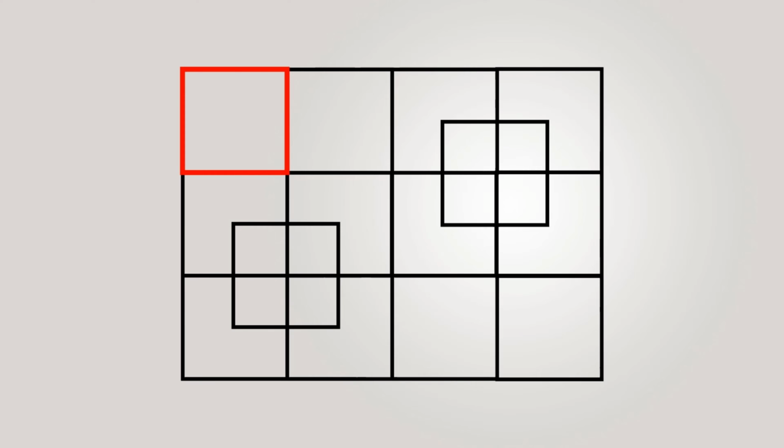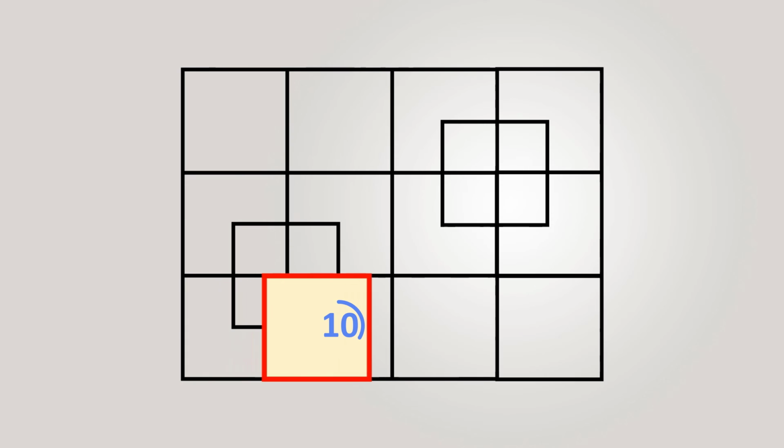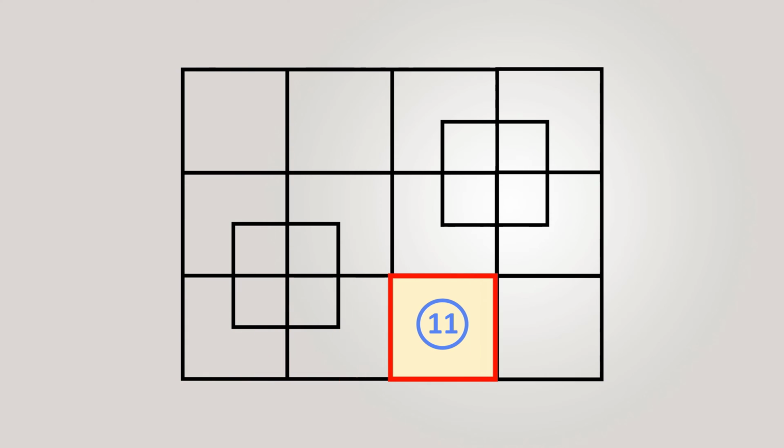Let's start by removing overlapping squares and counting medium-sized squares. There are 12 of them in this picture. Let me count them all for you. 1, 2, 3, 4, 5, 6, 7, 8, 9, 10, 11, and 12.